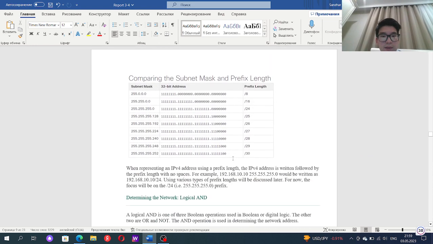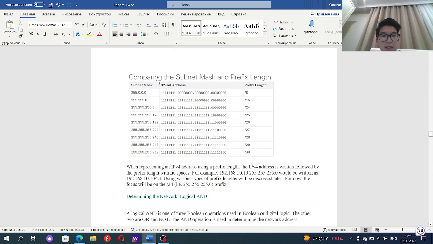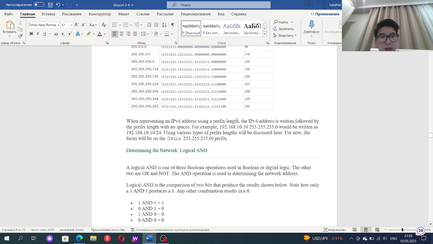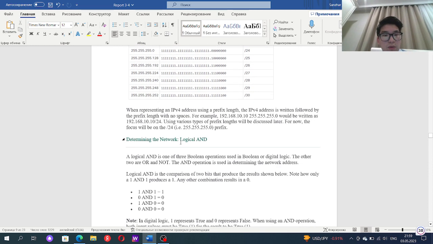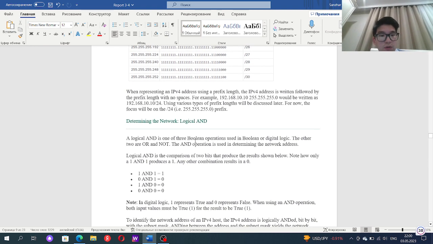So it's the prefix length. The subnet mask is in the 32-bit addresses, and the prefix length is 8, 16, 24, and so on, till 30, as you can see. When we're representing an IPv4 address using a prefix length, the IPv4 address is written followed by the prefix length with no space. For example, as we can see, it can be written in this way. The various types of prefix lengths will be discussed later. For now, the focus will be on the /24 prefix.